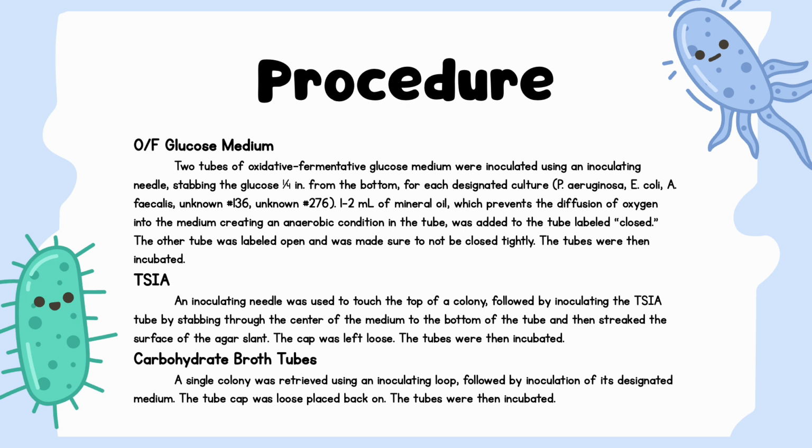For TSIA, an inoculating needle was used to touch the top of a colony, followed by inoculating the TSI tube by stabbing through the center of the medium to the bottom of the tube and then streaking the surface of the agar slant. The cap was left loose. The tubes were then incubated. For carbohydrate broth tubes, a single colony was retrieved using an inoculating loop, followed by inoculation of its designated medium. The tube cap was left loose, placed back on, and incubated.